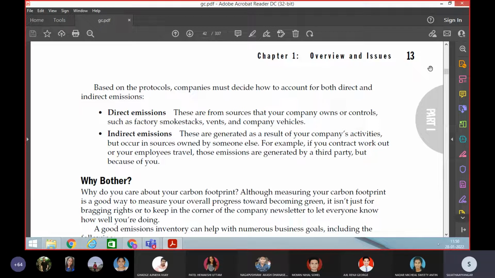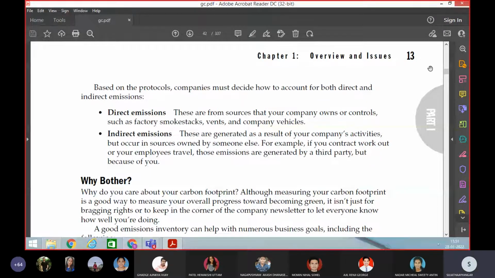So that was for one house. Now you just imagine an organization. What are direct emissions? In a factory, they would have kept smoke stacks. These are from sources that your company owns or controls, directly connected with your company, such as factory smoke stacks, vents and company vehicles. A company vehicle comes under direct emission. Indirect emission means it is not a company vehicle; an individual is traveling by their own vehicle. These are generated as a result of your company's activities, but occur in sources owned by someone else. For example, if you contract work out or your employees travel, those emissions are generated by a third party.